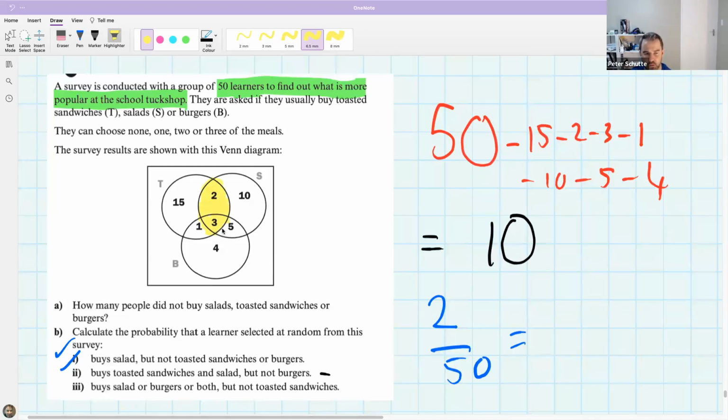Now, I want the people who buy toasted sandwiches and salad, but they're not allowed to buy burgers. So I actually have to exclude the 3. I get rid of the 3, and the only region that is between toasted sandwiches and salad, but not in the B circle, is going to be 2. And so that's why I would get 2 out of 50, because there's 50 people in total. Okay, does that make sense?